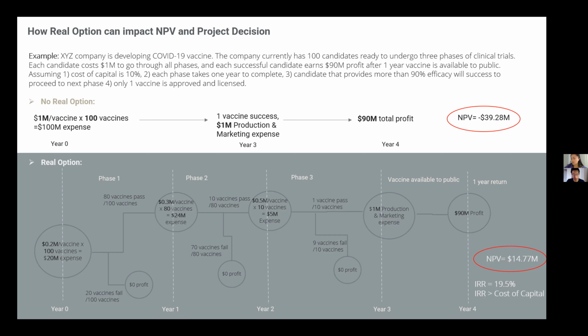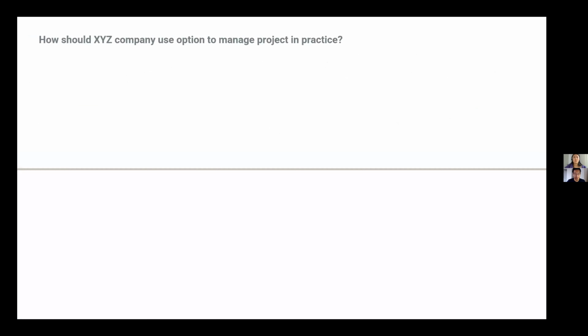Now, even though the 100 vaccine candidates are still the same group of candidates and the terminal profit stays at 90 million, the final decision on the product has been changed from an undoubtful no to a confirmed yes. So how should a company broadly and strategically use options to manage projects to its advantage in practice?